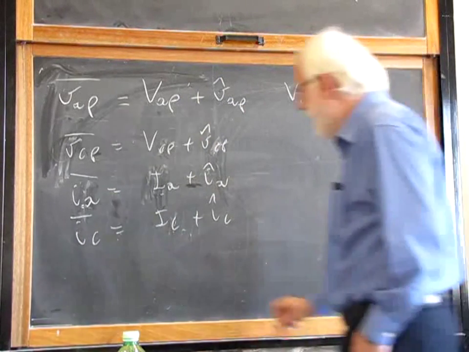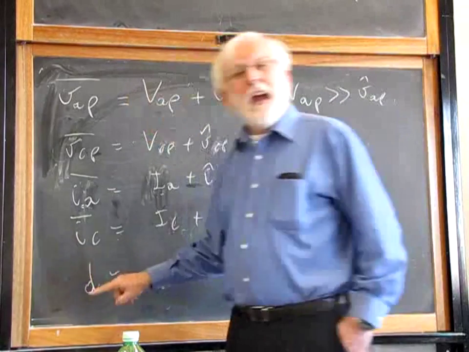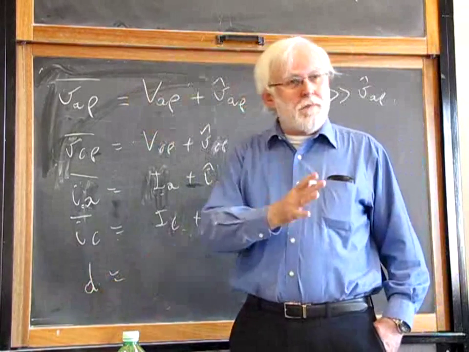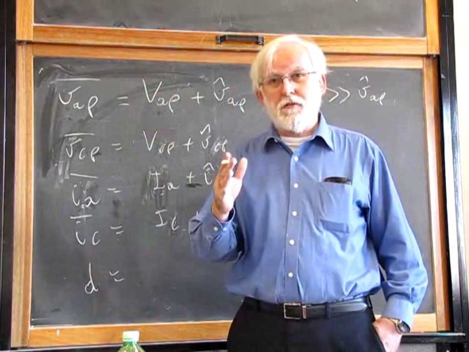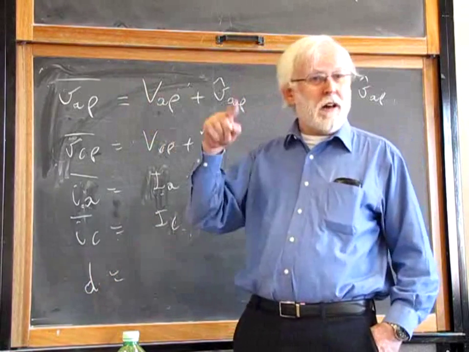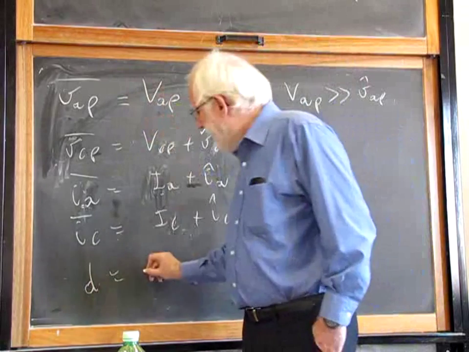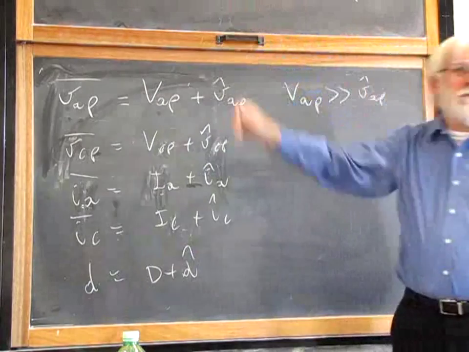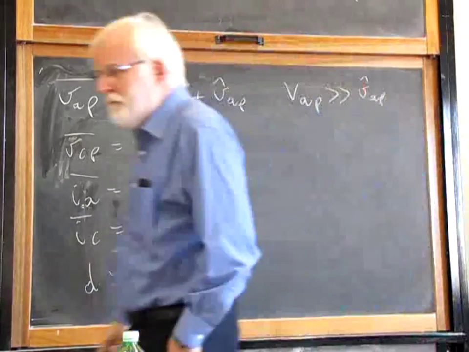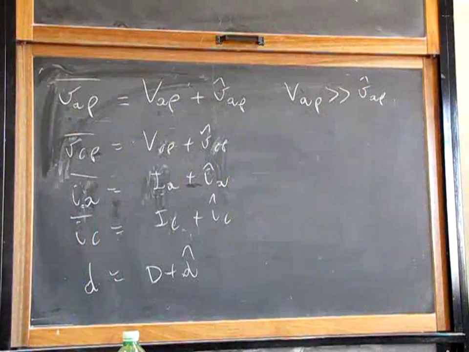D, sure. D is a number that goes from 0 to 1. It's a continuous time function, 0 to 1. It's not Q, it's not the square wave we used at the beginning. D equals D plus D hat. And we substitute over there, and we just make some simple middle school algebra.